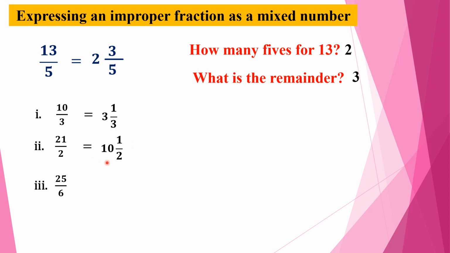Third case, 25 over 6. How many 6s for 25? There are 4 6s for 25. Then 4 and the remainder. 6 times 4 is 24 and 1 remains. Then the result is 4 and 1 over 4, or sorry, 1 over 6, because the denominator is 6. Denominators are not changed. Then 4 and 1 over 6, or 4 and 1/6.